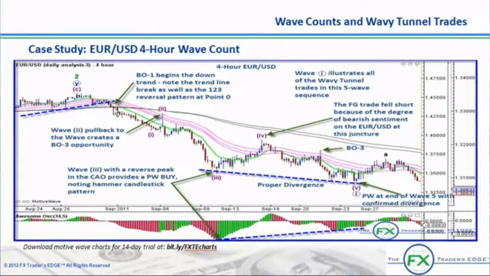Next, the wave 2 pullback to the wave creates a breakout 3 opportunity with a lovely shooting star reversal candlestick pattern. Next, the wave 3 bottom with a reverse peak in the awesome oscillator provides a PW buy, noting a hammer reversal candlestick pattern at this low. A side note is that in order to see the divergence in this wave 3 itself, one will need to go to a smaller time frame to put between 100 and 140 candles on the chart.